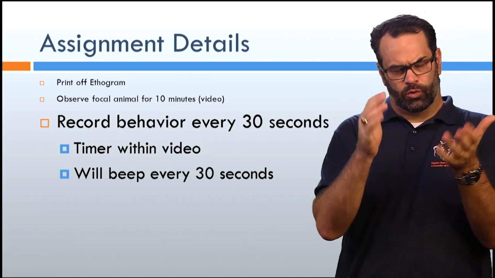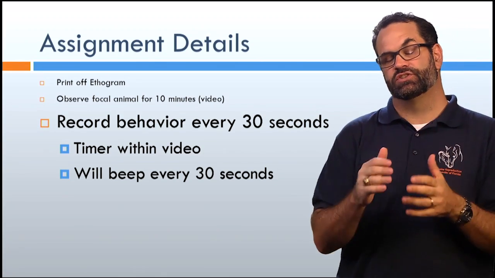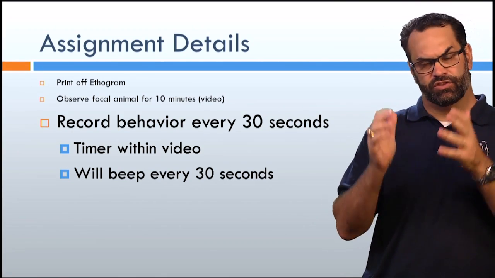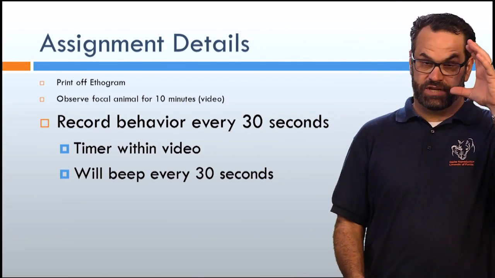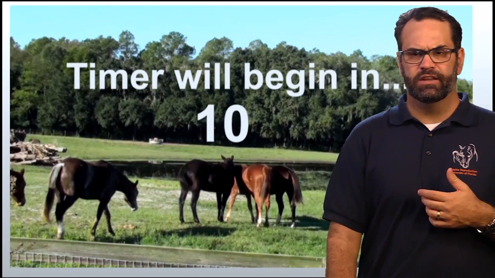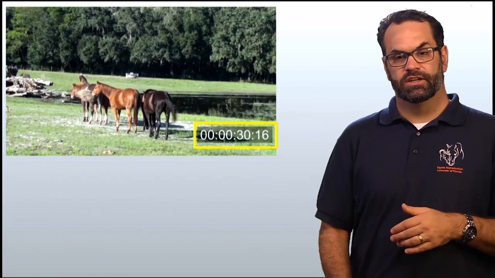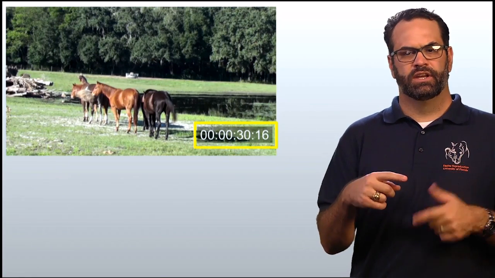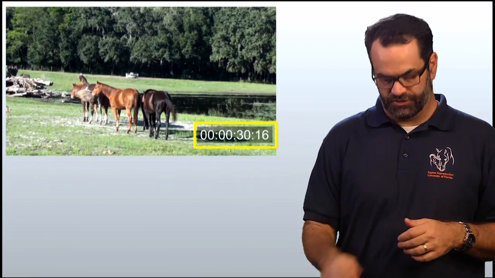What we're going to do is scan sampling every 30 seconds, and what's really nice is there's a timer built into the video that will beep every 30 seconds. I'll show you that in a second. It will indicate that's when you take your snapshot of the animal and write down the behavior. At the beginning of the video, there's a countdown. The timer is going to begin in 10, 9, 8, going all the way down to 1, and then you're going to see this timer in the lower right hand corner. It's going to be a running timer for over 10 minutes. And every 30 seconds, you'll take a snapshot of what your focal animal is doing.